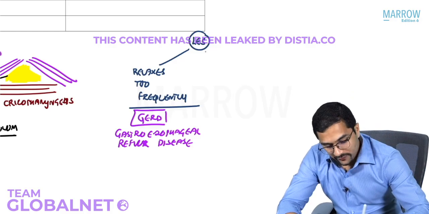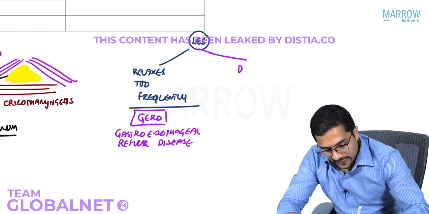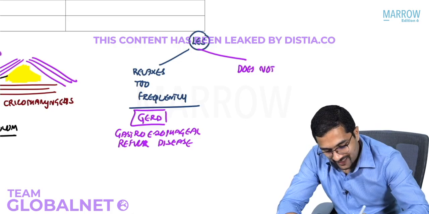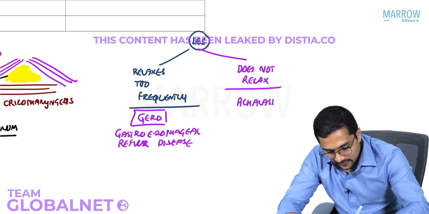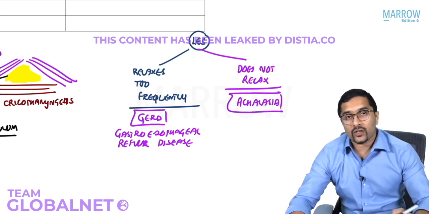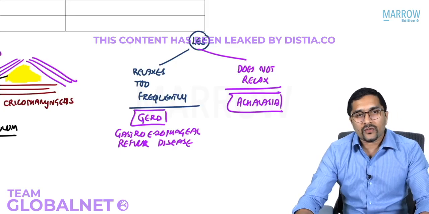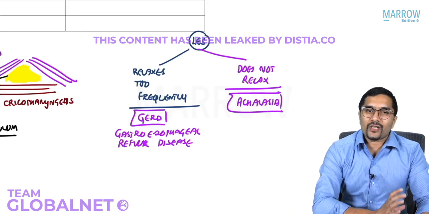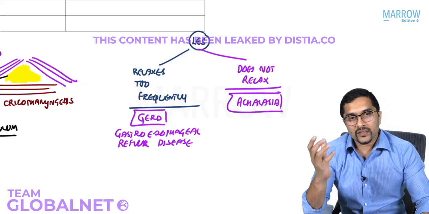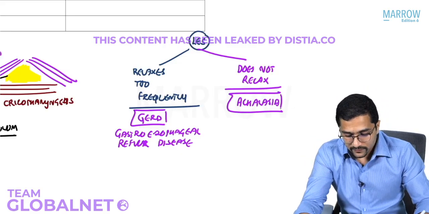The other problem is if it does not relax. Then what is going to happen? If it does not relax, it gives rise to a condition known as achalasia. Achalasia cardia is a motility disorder of the esophagus where the lower esophageal sphincter does not relax. So this was the surgical importance of knowing about the esophageal sphincters as well.